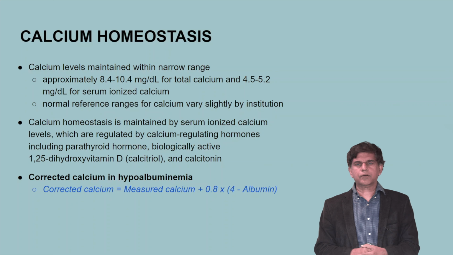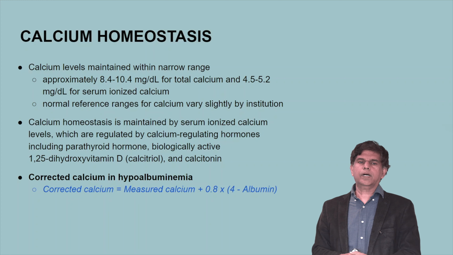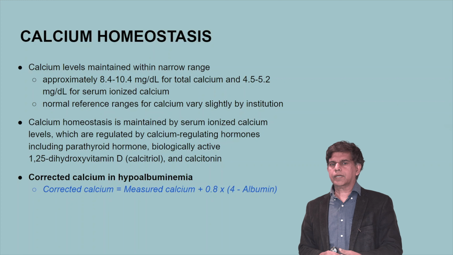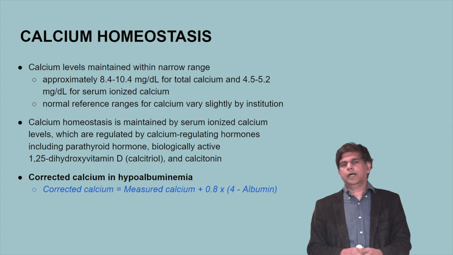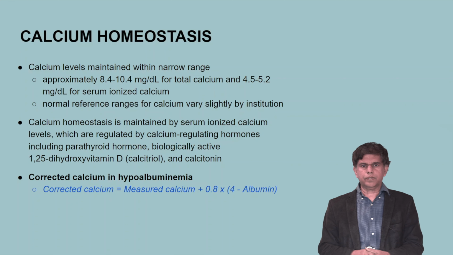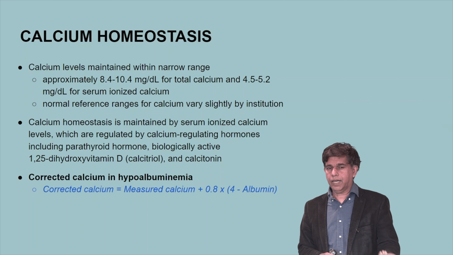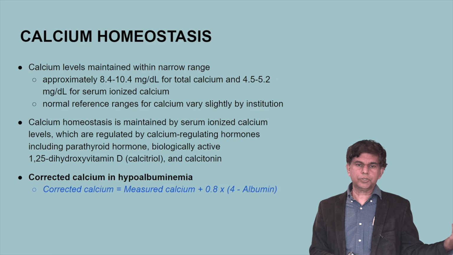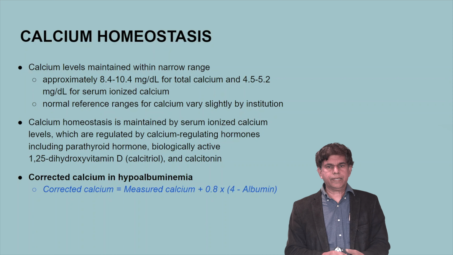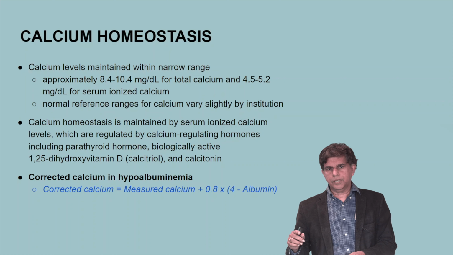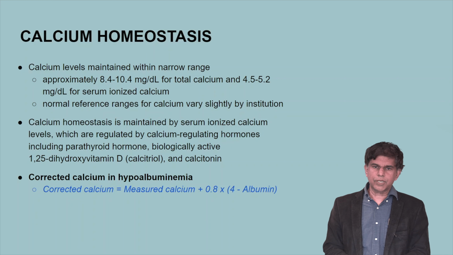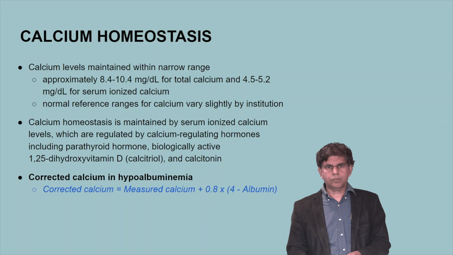What are they? PTH, biologically active vitamin D or calcitriol, and calcitonin. Those three hormones we need to know. And corrected calcium for albumin: corrected calcium is equal to measured calcium plus 0.8 times (4 minus albumin). Remember that formula, it's very important.